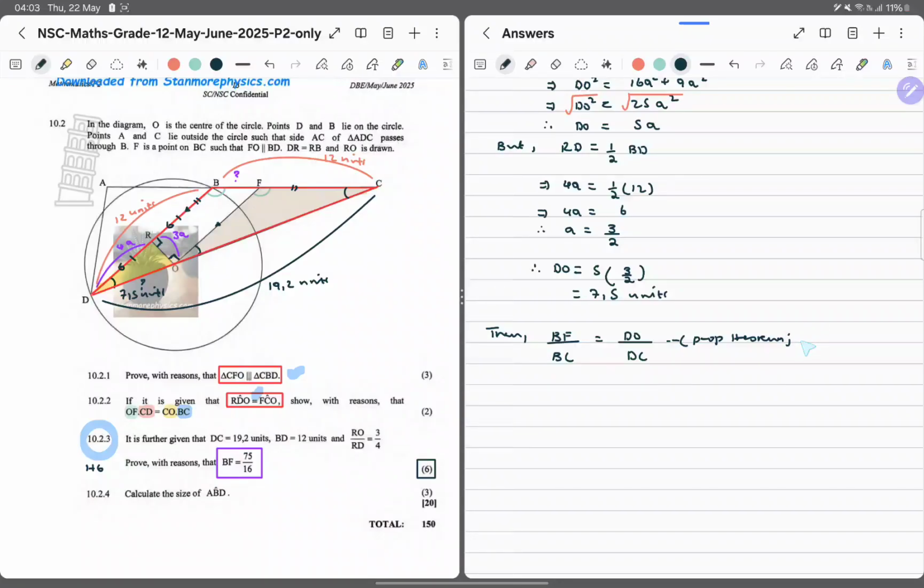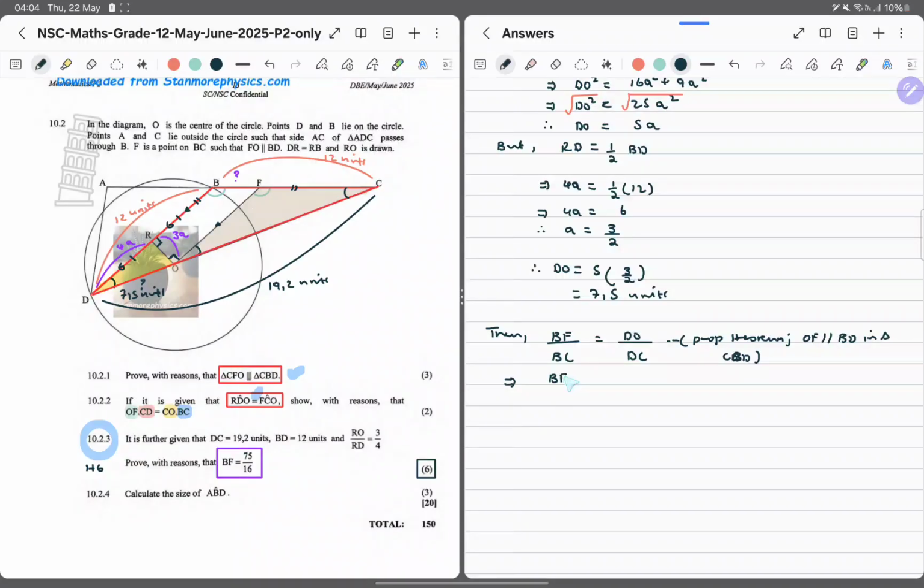We need to state the parallel sides. It's going to be OF parallel to BD, in triangle CBD. Because when we talk proportionality theorem, we are referring to a specific triangle. Nice and easy. So we continue.